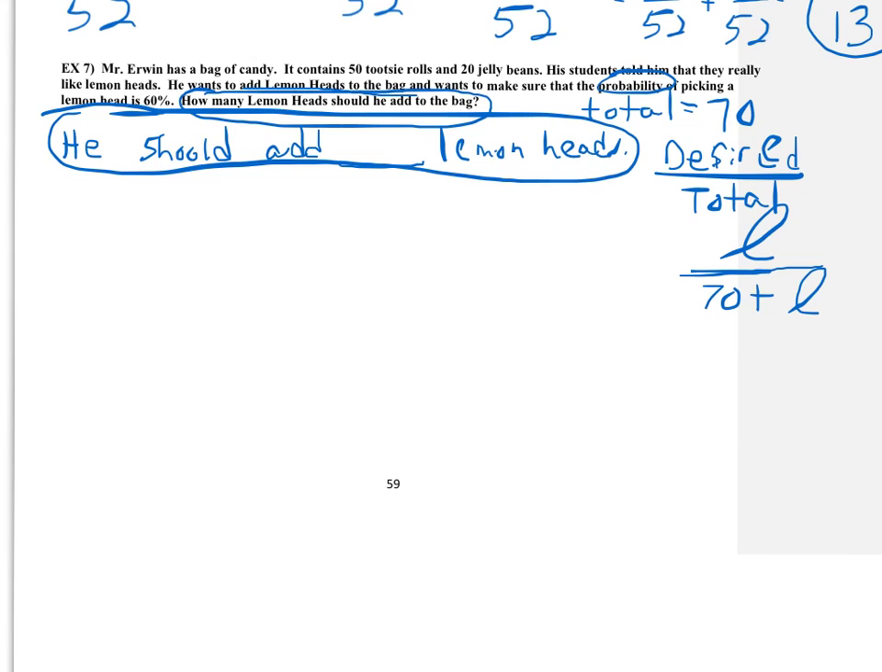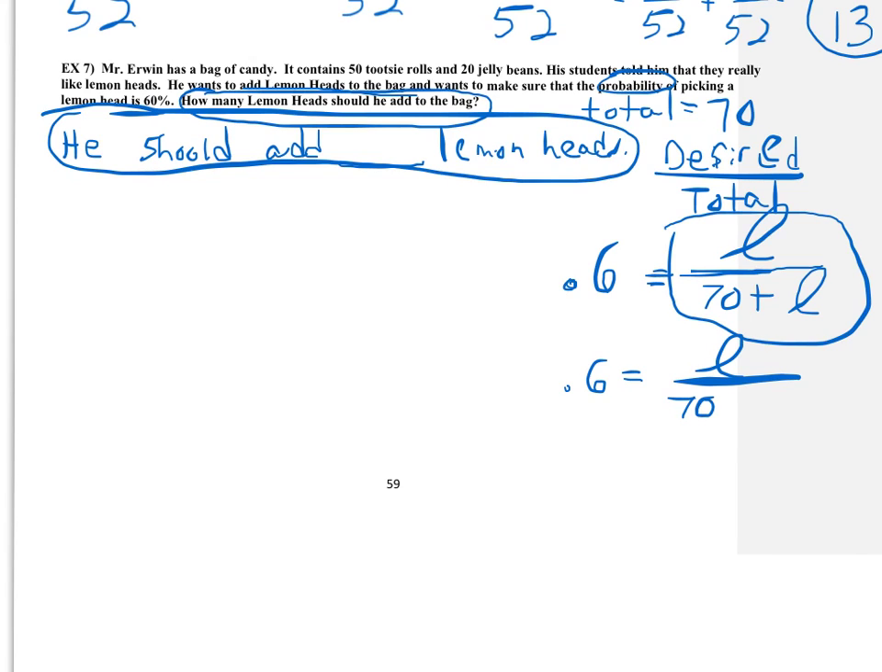Now, we want this whole thing, and don't do this on your paper, don't circle it. We want that whole thing, the probability, to equal what? Well, we want it to equal 60% or 0.6. So I do want you guys to write this out. You can write the equals 0.6. Now, I'm going to rewrite it so I have a little bit more room to show my work. L over 70 plus the number of lemon heads that I add to the bag.